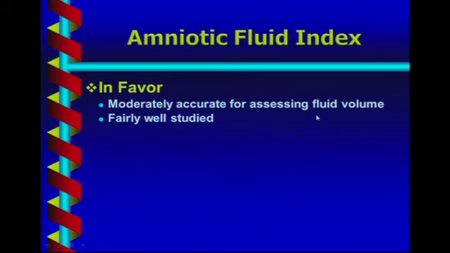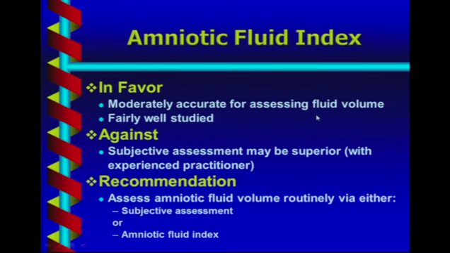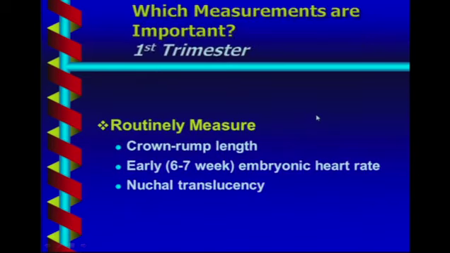It's moderately accurate and fairly well studied, but against it is that subjective assessment may be as good or even better. We in our facility use subjective assessment. So always assess amniotic fluid volume, but it can be done either subjectively or via the amniotic fluid index. So to summarize, which measurements are important?